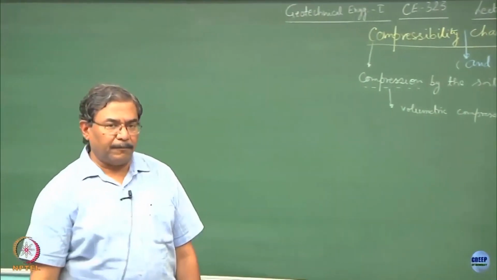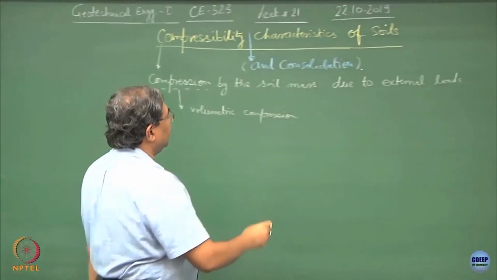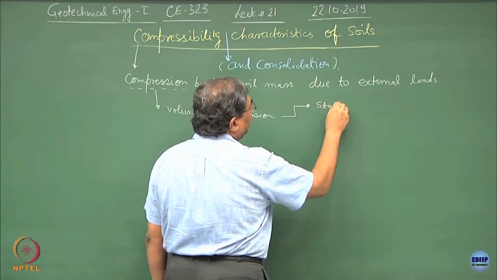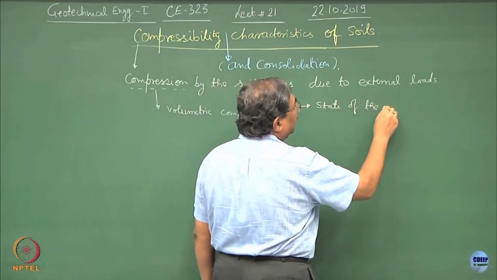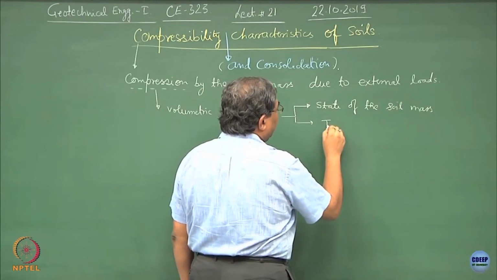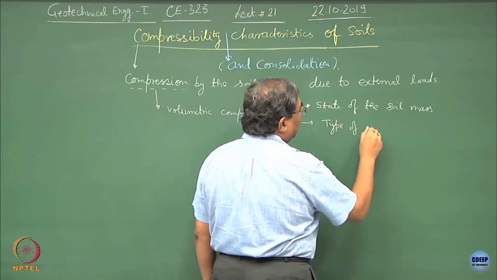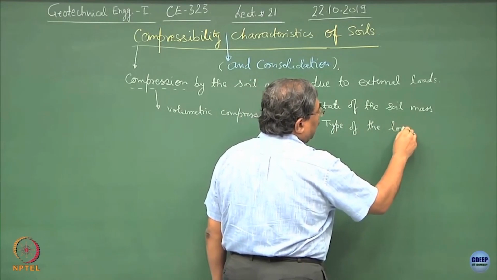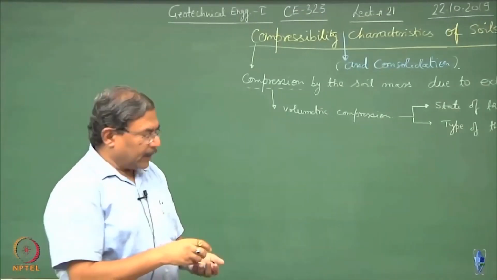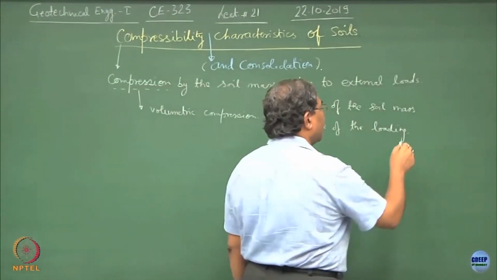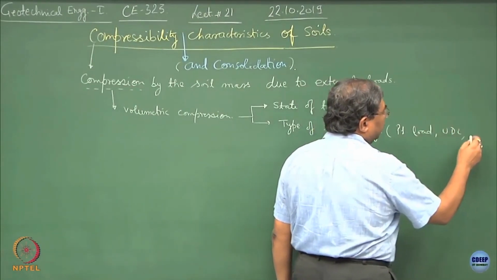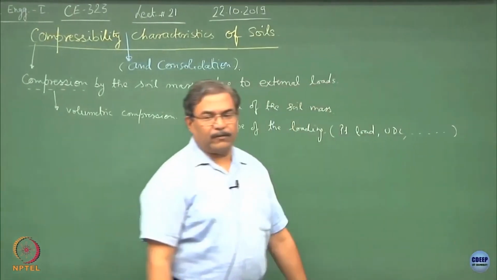Now, volumetric compression of the soil mass would depend upon the state of the soil mass and the type of loading which acts on it. We have already studied the types of loadings. This could be the point load, this could be the uniformly distributed load, this could be different types of loadings which we talked about in the previous lecture.